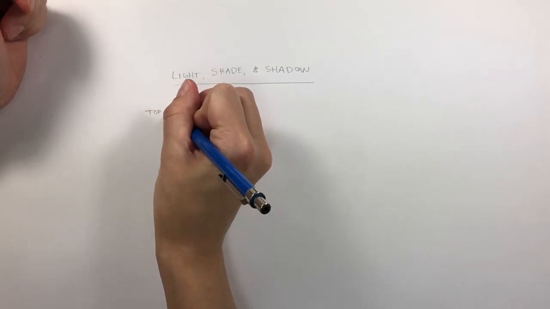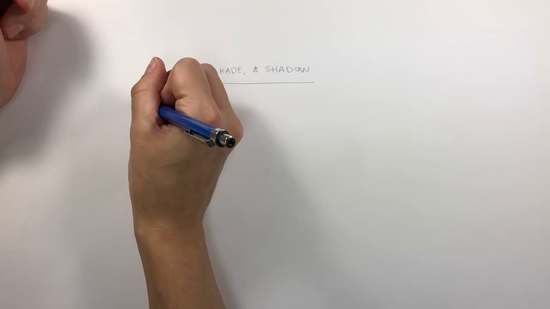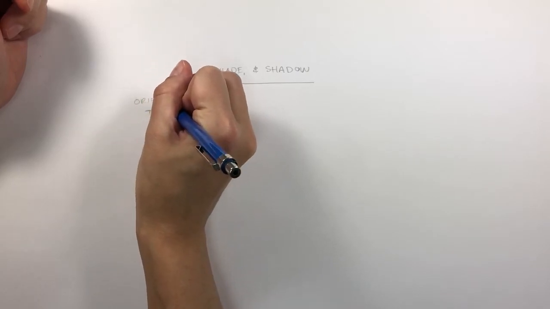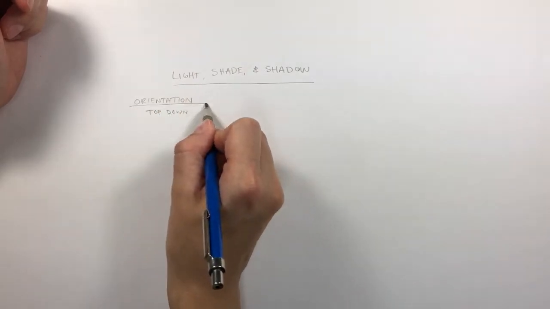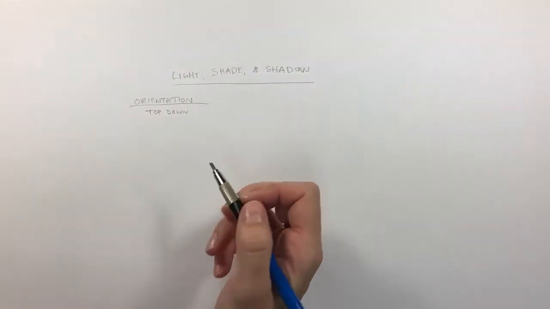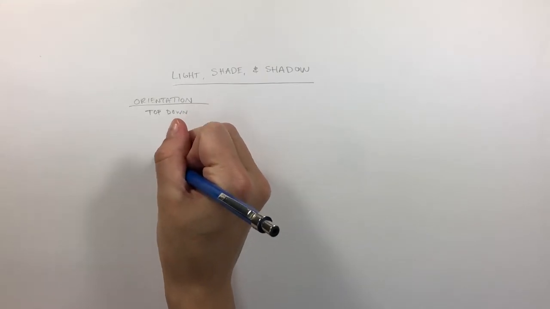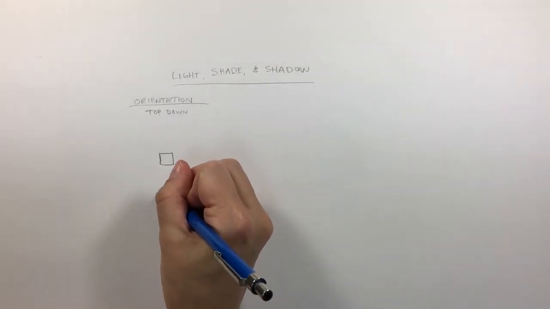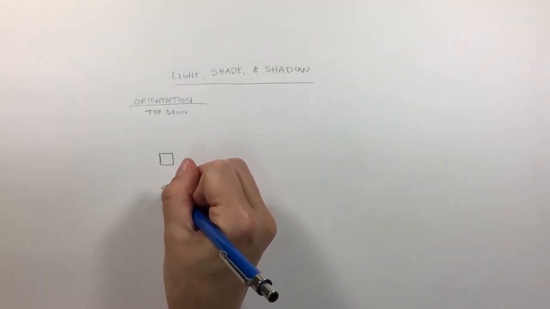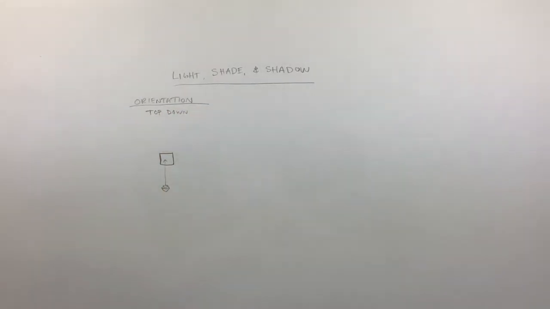I'm going to write top-down, and I'm going to actually put orientation so you know what we're doing here. And so we have our top-down view. So that means we're going to have our cube, and we're looking down at it. And then let's say this is where we are standing. This is our eyeball, and we're looking at this cube in front of us here.